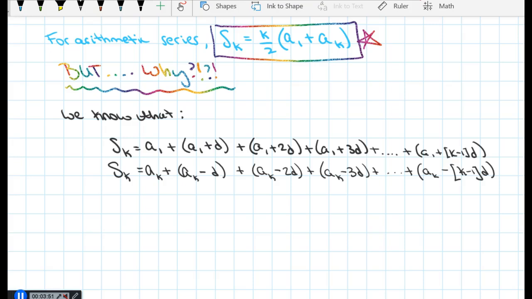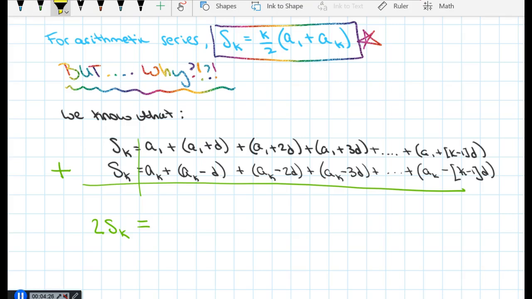Now, I'm going to take these two equations and add them. When you add two equations, you add the left-hand side of the equations and you add the right-hand side of the equations. You know there's going to be an equal sign here. S sub k plus S sub k, what does it equal? 2S sub k.